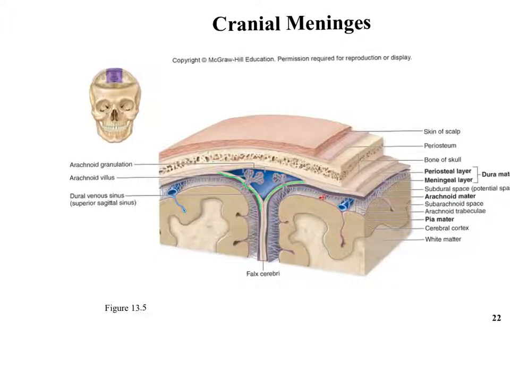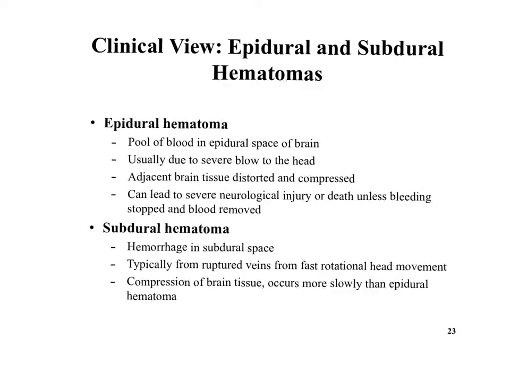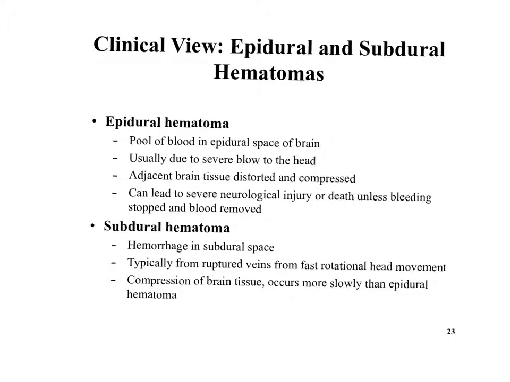Okay? Then you have the subarachnoid space, and then what you see in purple, a very thin layer around, that's the pia mater that's present. Okay, questions on the meninges? So there's your epidural hematoma versus a subdural hematoma. Epidural is outside of the dura, subdural is in the subdural space, right? The subdural hematoma occurs more slowly. They both can lead to severe neurological injury or death, but the epidural is a little more rapid.